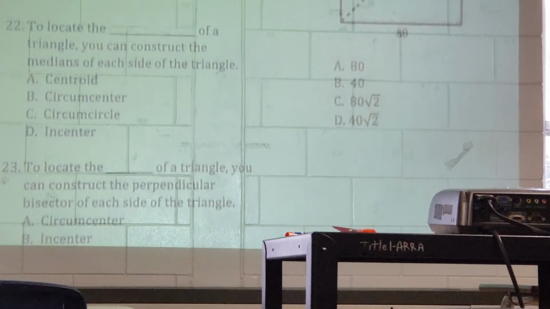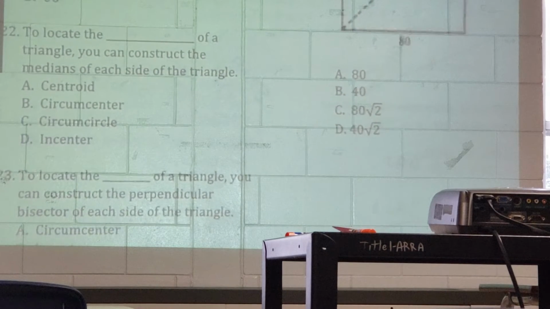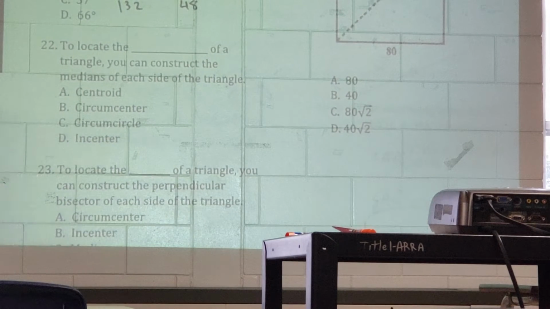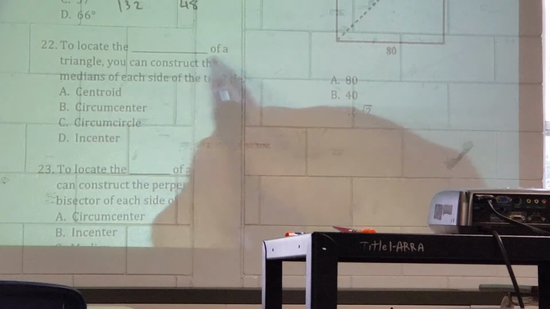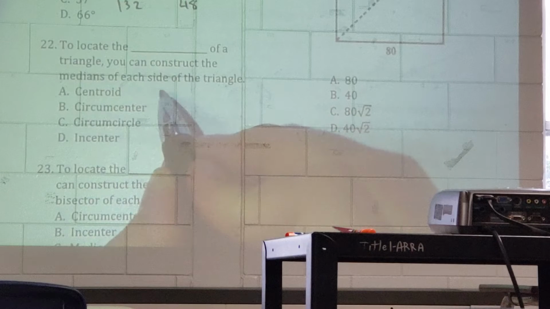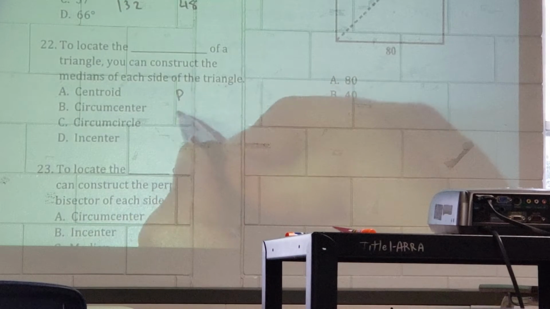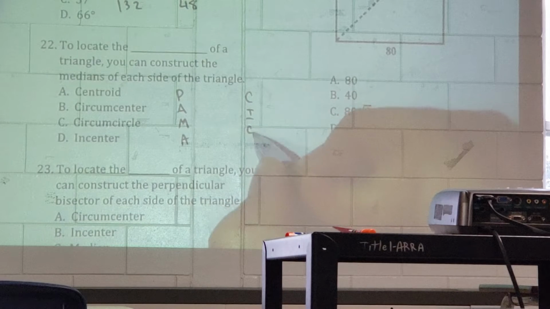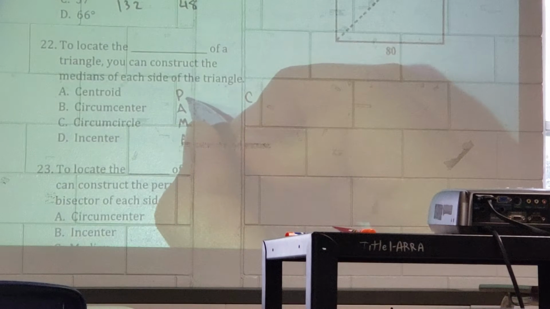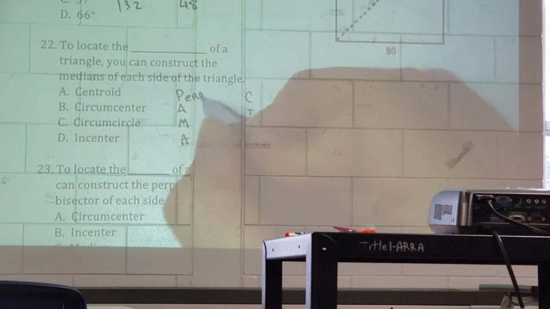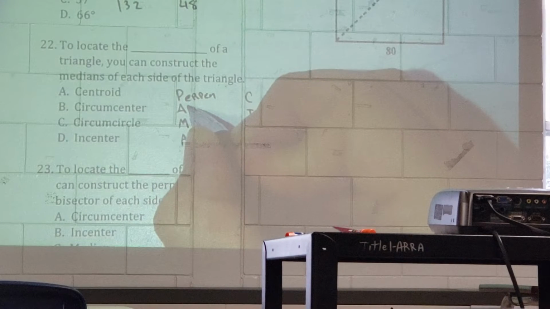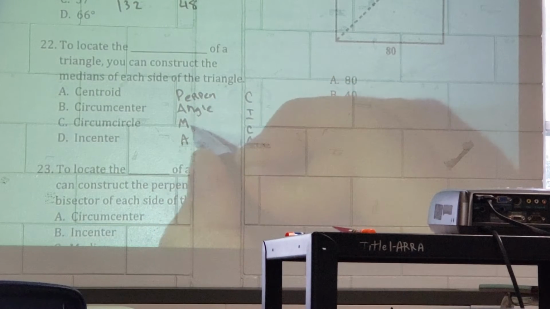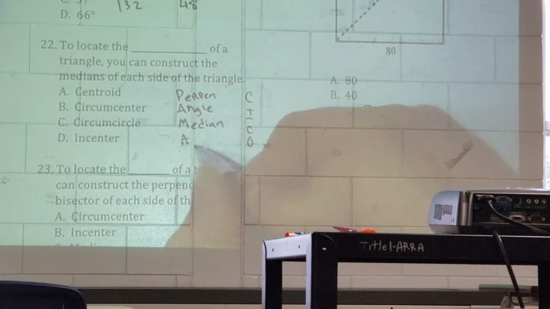All right, this one right here comes from our circumcenters, which we would have talked about in chapter 5. So there's a little rule, or a little trick that we can use to remember this. It says to locate the blank of a triangle, you construct the medians on each side. So I remember the acronym PAMA-SECO. P stands for perpendicular bisector. A stands for angle bisector. That's the first A. This one stands for median, and the second A stands for altitude.